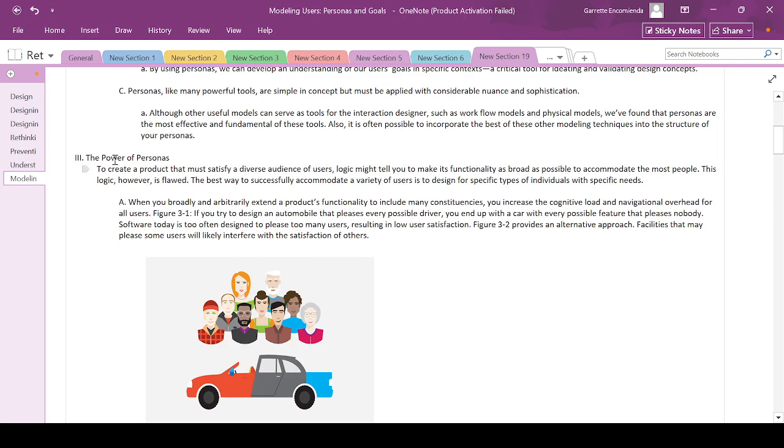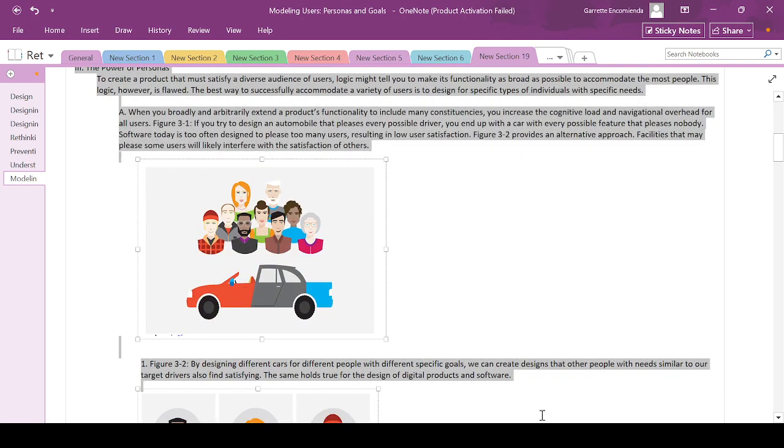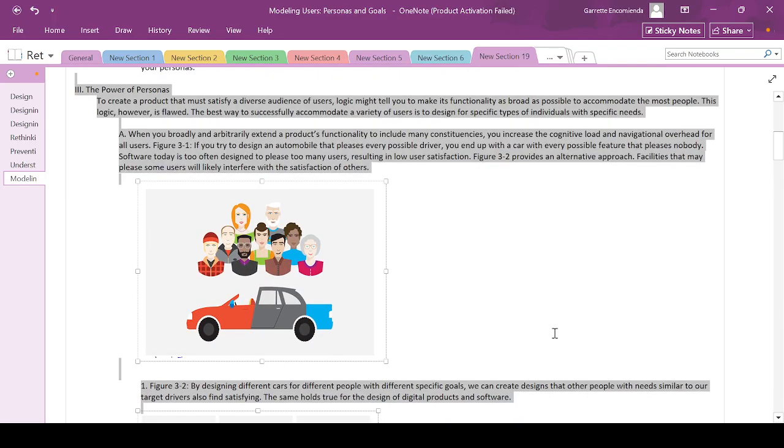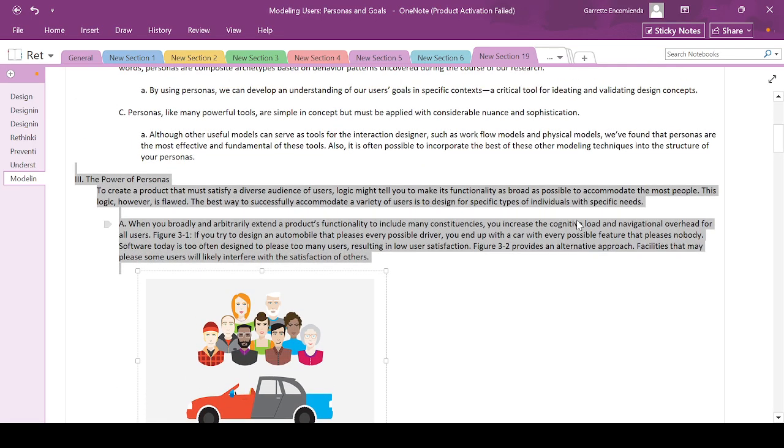The power of personas: to create a product that must satisfy a diverse audience of users, logic may tell you to make its functionality as broad as possible to accommodate the most people. This logic, however, is flawed. The best way to successfully accommodate a variety of users is to design for specific types of individuals with specific needs. So that's why you need the context for that.